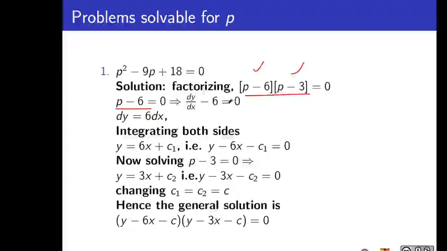dy by dx minus 6 equal to 0, dy equal to 6 dx. Just separate it with y, and 6 you can have it on the left or right, but this will be a neat form. So this is a simple integrable function, writing y as 6x plus c1. In the same way you solve the second factor, and make all the constants a single constant. Write the product of each solution got in this step. For the first and second factors, you get this general solution.